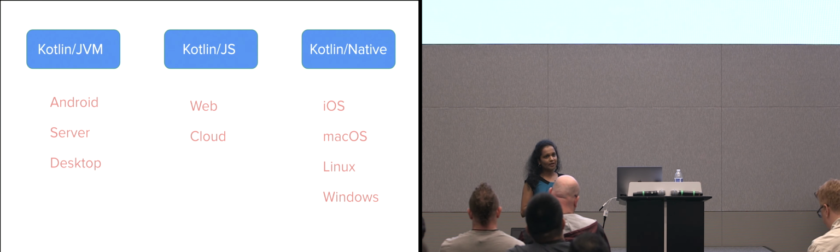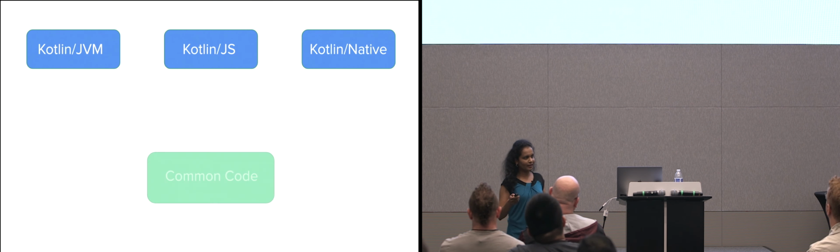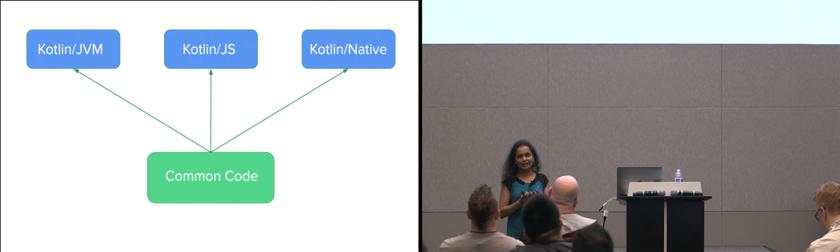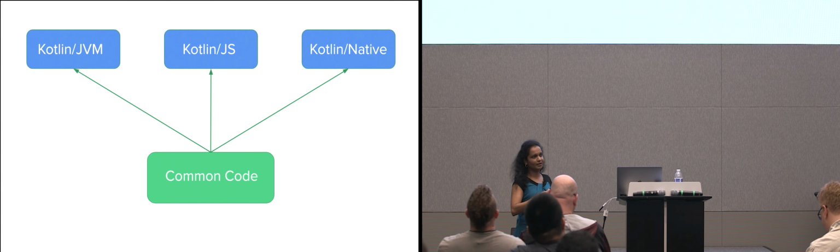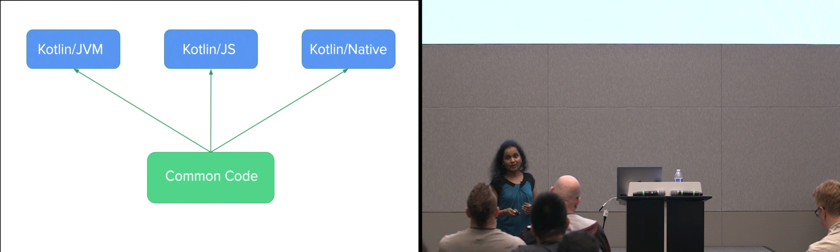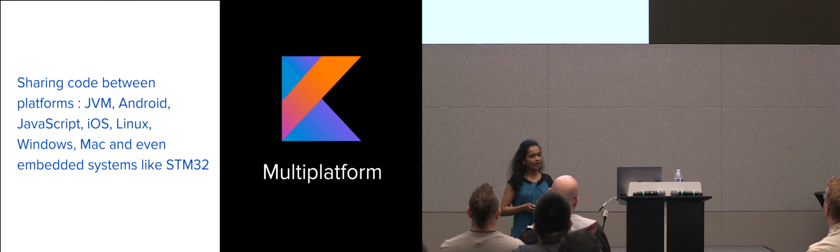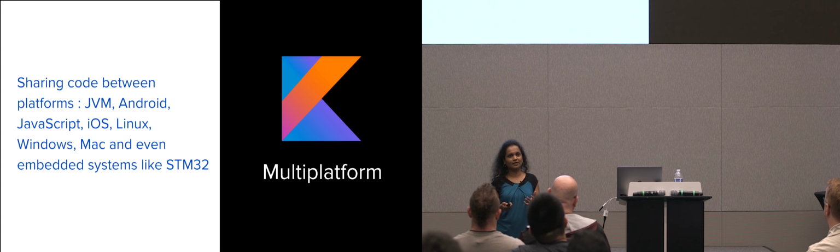Given that Kotlin code can be run on these multiple platforms, how about we come up with a common shared module code that can be used across all these multiple platforms instead of implementing the code for each and every platform. So that's where Kotlin multi-platform comes into the picture. Kotlin multi-platform allows us to develop code once and deploy that onto multiple platforms.